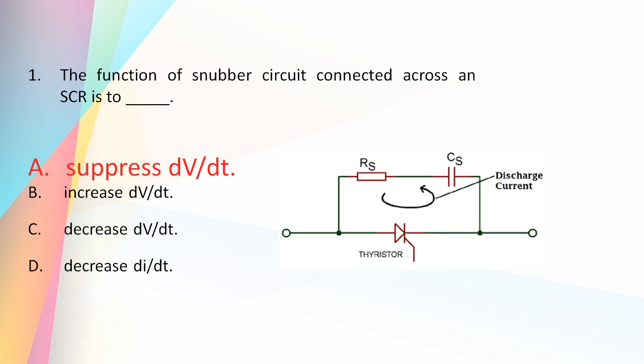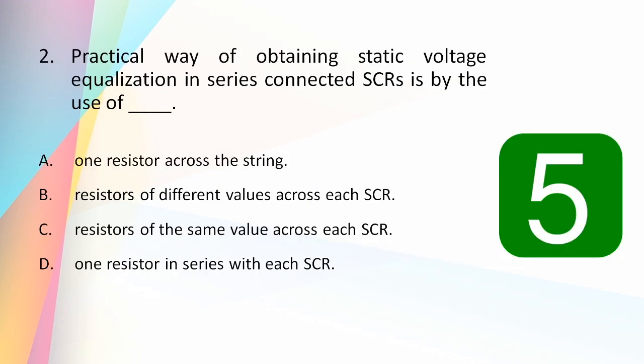Then the induced voltage dV by dt becomes higher and it may reach a sufficiently high level to destroy the switch. So a snubber circuit is required in order to suppress the rate of rise of forward voltage, that is dV by dt, across the switch. So that is the purpose of a snubber circuit, which is a series combination of resistor and capacitor.